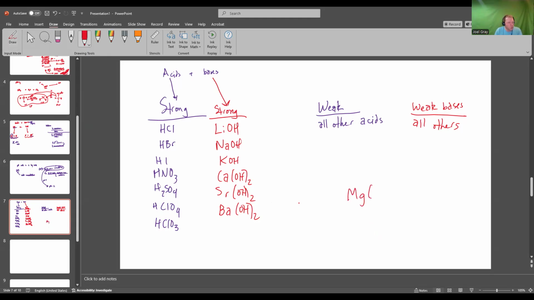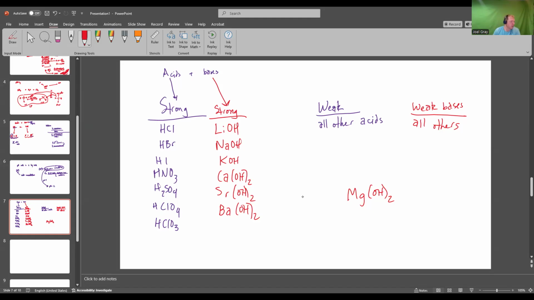Let's say Mg(OH)2. Would you think that's a base? Let me ask you that. How would you classify it? Weak. Great. Yeah, it is a weak base. Is it a base? Yes, it is. Is it a strong one? No. Why isn't it a strong one? Well, for one, it's not in the list.